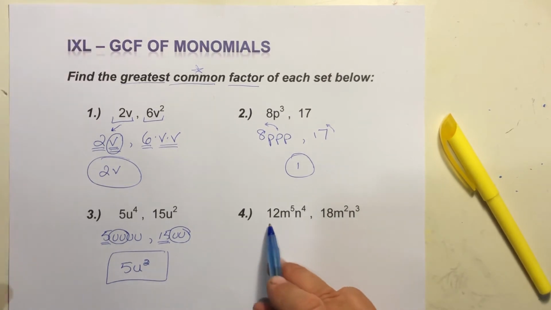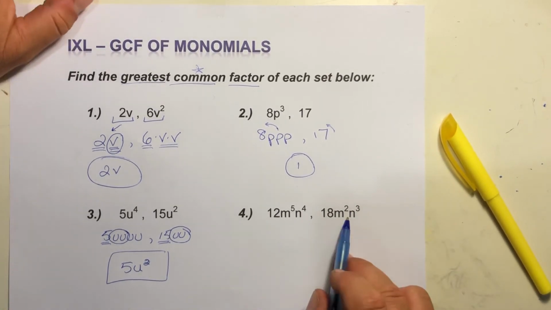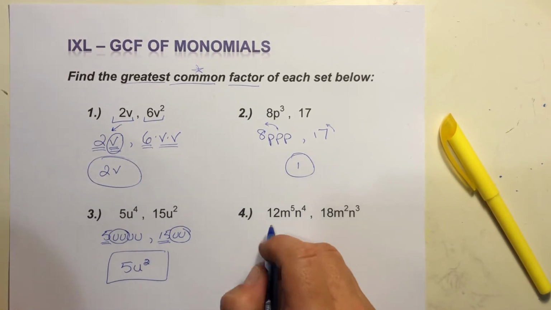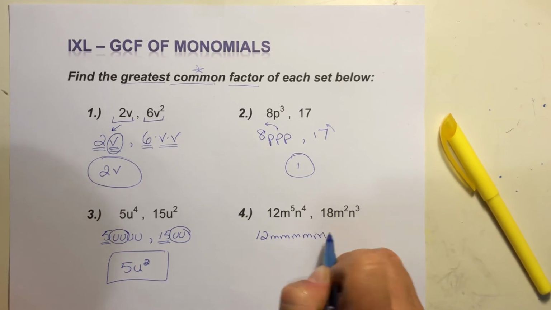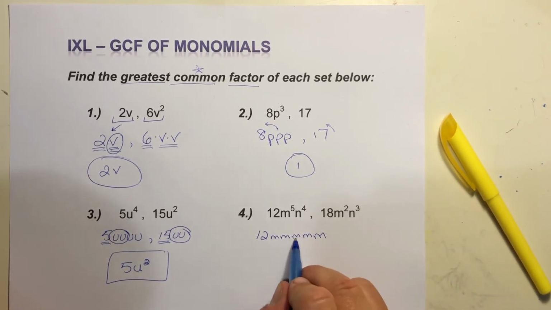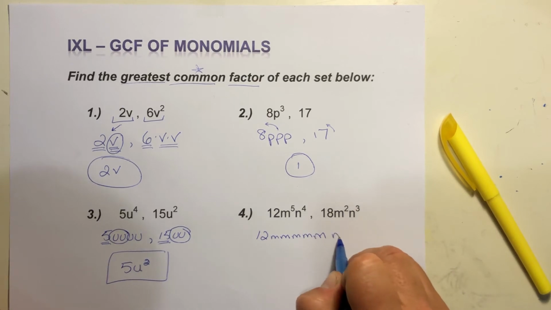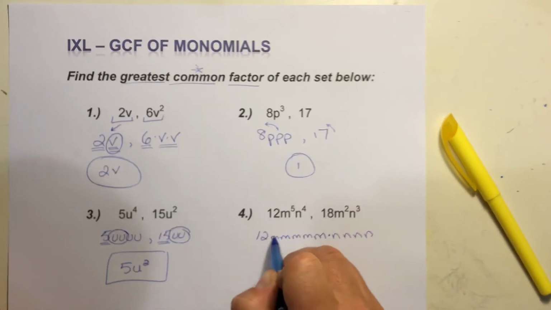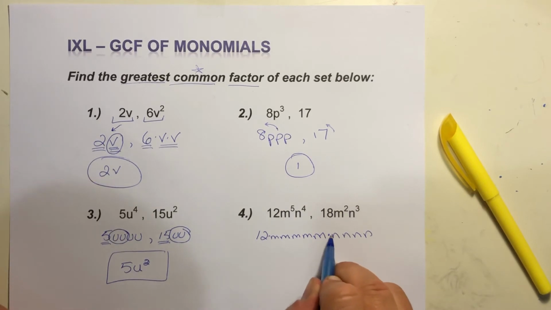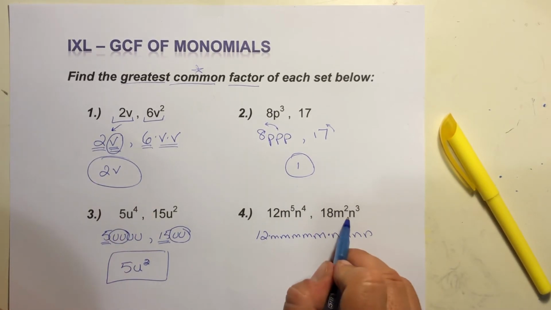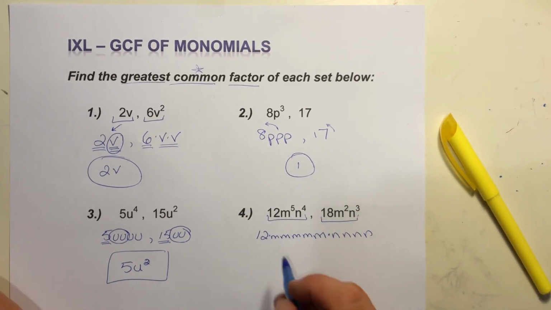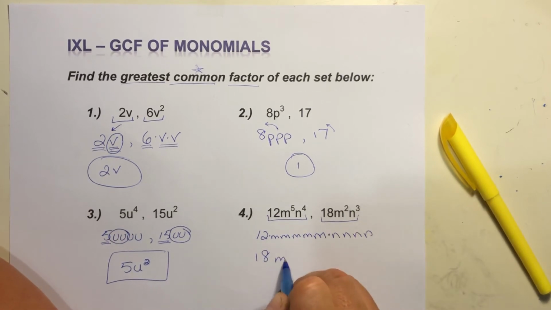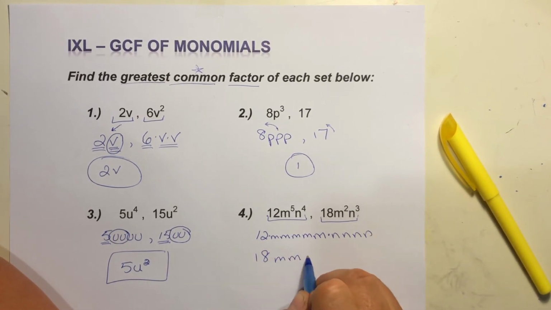Finally, I haven't seen any like this, but I know that you'll see this next year in Algebra 2, so I figured I'd give it a shot. So I have 12m to the fifth, which is 5 m's, n to the fourth, which is 4 n's. So I have 12 times 5 m's times 4 n's. The next monomial, and both of these are monomials, right? One-term polynomial. So I have 18m squared, so m times m, and I have n to the third, or n cubed.